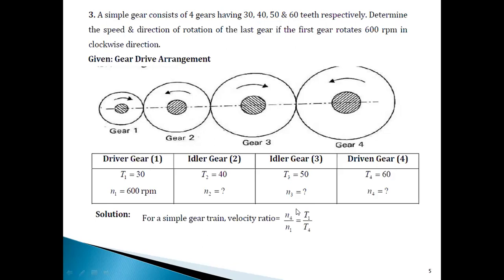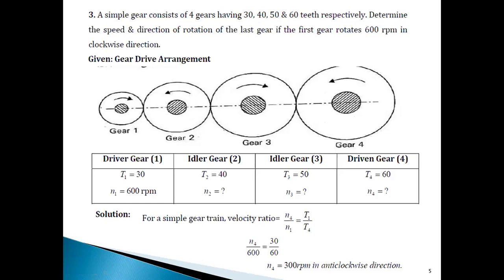For a simple gear train, velocity ratio, as I was telling you, is N4, this is our driven gear, the ratio of the speed of the driven gear to the speed of the driver gear N1, which is equal to the reciprocal of this, that is T1 by T4. T1 and T4 are already given in the question, and N1 is also given to us. We can find the value of N4. So the N4 value we have got is around this much, and it rotates in the anti-clockwise direction. This is the solution we needed to find here.